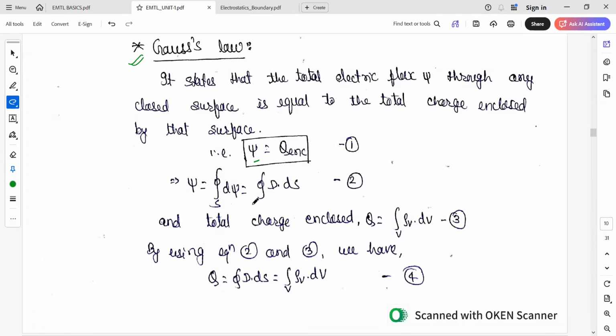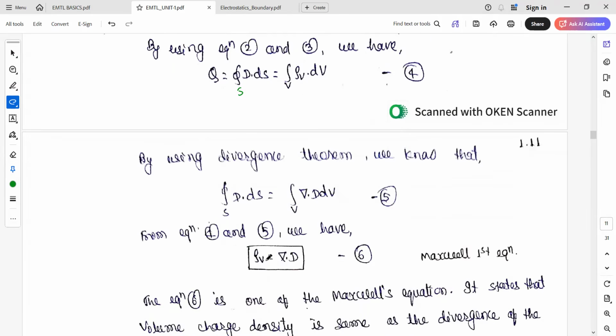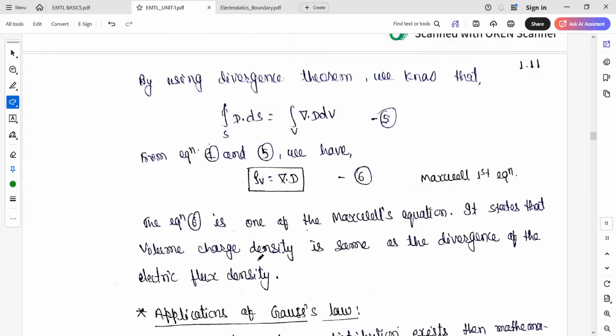So this total flux is the integral of D dot dS over the closed surface. Finally, with the help of charge density, we have Q equal to the volume integral of rho_v dv. Now if you use these two equations, we have charge equal to the surface integral of D, and the volume integral of rho_v dv. So one is a surface integral and one is a volume integral, so finally we have to use the divergence theorem here. The divergence theorem says that the surface integral of a vector equals the volume integral of the divergence of that vector.